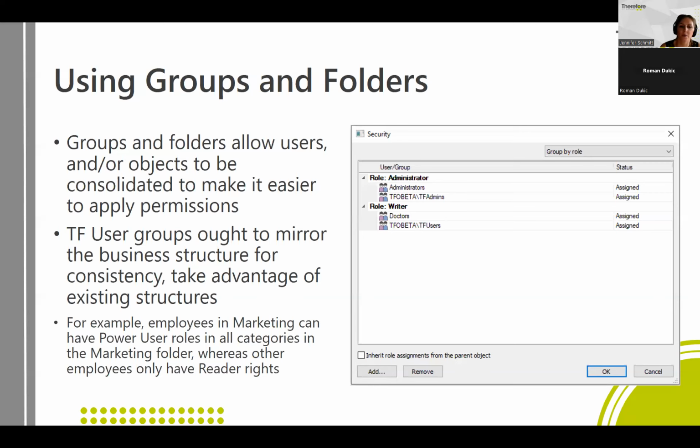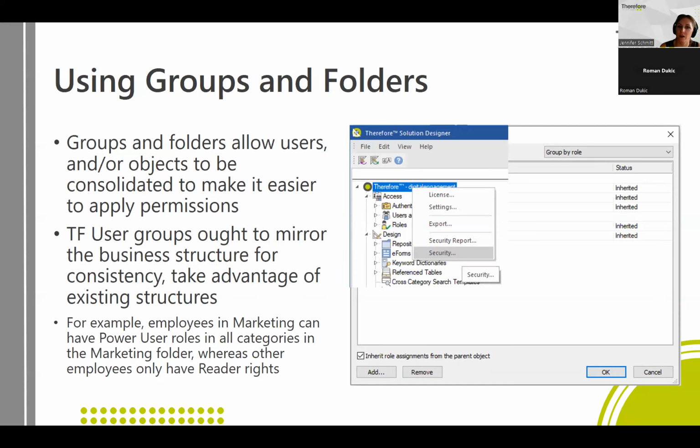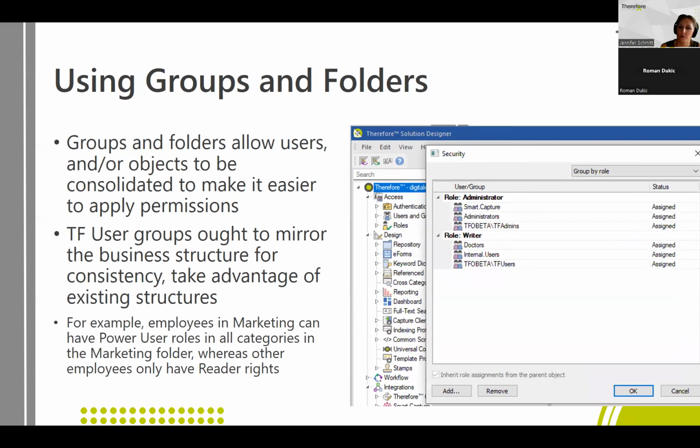So for example, employees in the marketing department can have power user roles in all the categories in the marketing folder, where other employees may only have reader rights on those. And as shown in the video, and as mentioned many times, we do use inheritance so that we can transfer the permissions from the parent object. And this was done with that checkbox, as you guys saw in the video and I mentioned before. And here, this is the root node, as you can see here. You right click, add security, and then create the user groups and rules on the base node there.